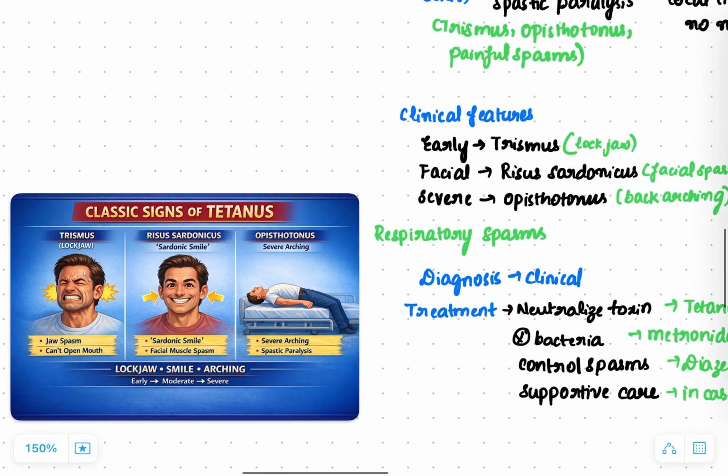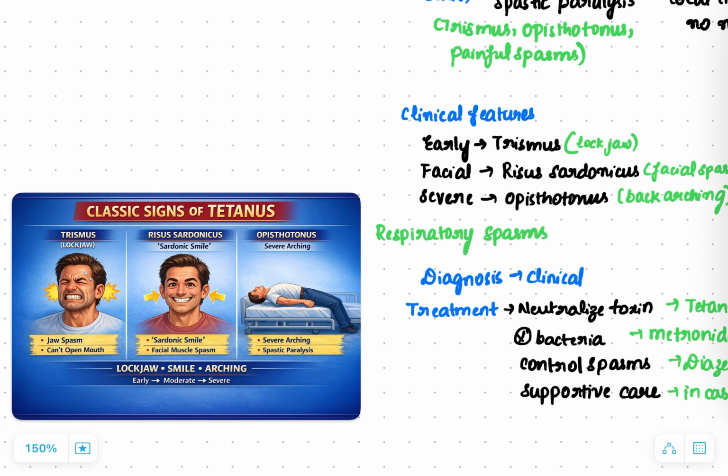The clinical features are trismus, where there will be lockjaw. The patient will not be able to open his mouth normally. When it affects the facial muscles, it is called risus sardonicus, where there will be a sardonic smile because of the facial muscle spasm. In severe conditions, there will be severe arching of the back because of spastic paralysis. So the organism will cause spastic paralysis of any muscle it affects. In severe conditions, it can also affect the respiratory system and cause respiratory spasms, which will need oxygen support.